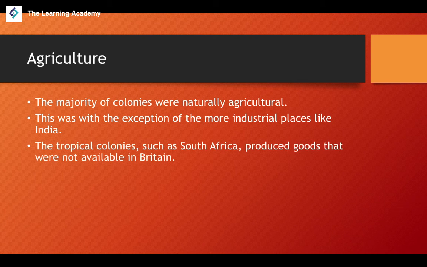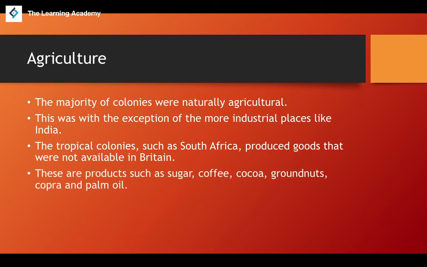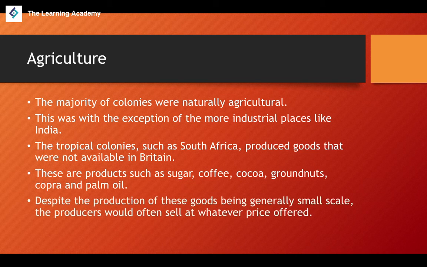The more tropical colonies, like South Africa, produced goods that were not available in Britain. So these goods became very highly sought after, and these were things like sugar, coffee, cocoa, groundnuts, copra, and palm oil. So these are the kind of goods that would be produced in these more tropical environments that would not be able to grow in Britain, and so therefore they became a very highly priced commodity within Britain.